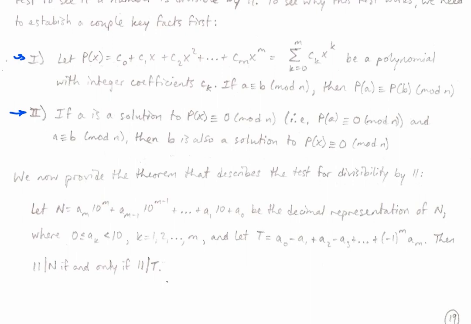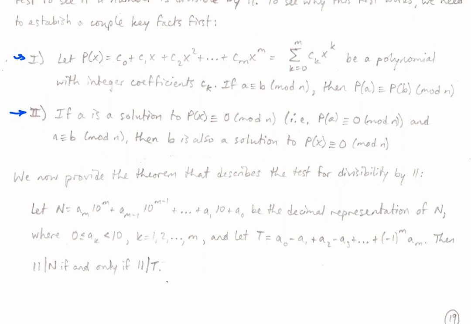So we have our number capital N. It is in decimal representation, that is to say, linear combinations of powers of 10. So a sub m times 10 to the m, plus a sub m minus 1 times 10 to the m minus 1, plus a sub 1 times 10 plus a sub 0 is the decimal representation of your number. And obviously all the a's are numbers 0 through 9, including 0 and 9 as well.